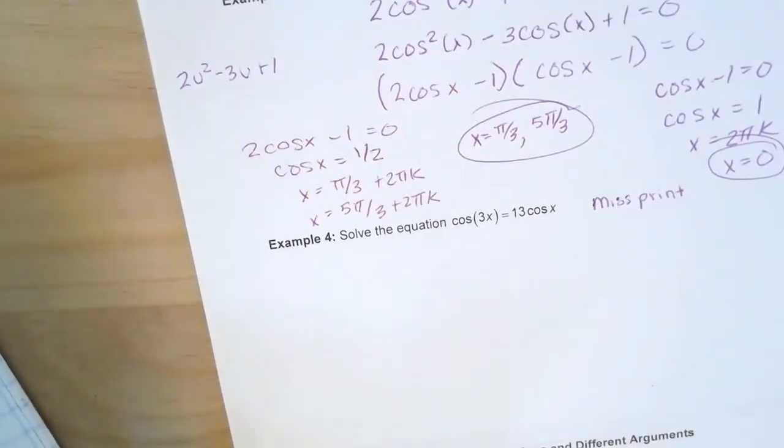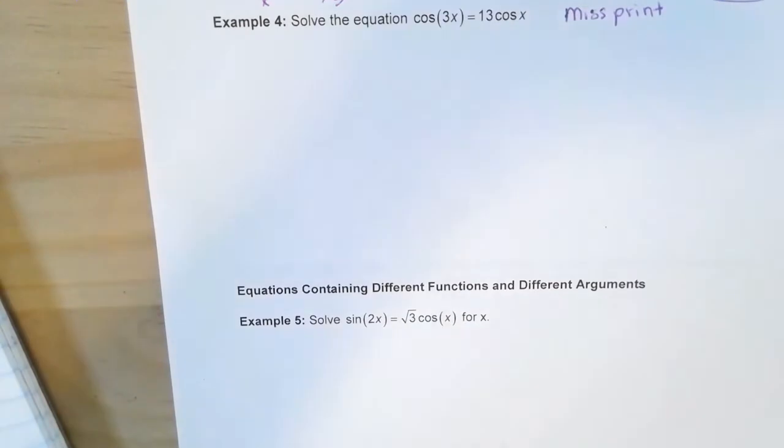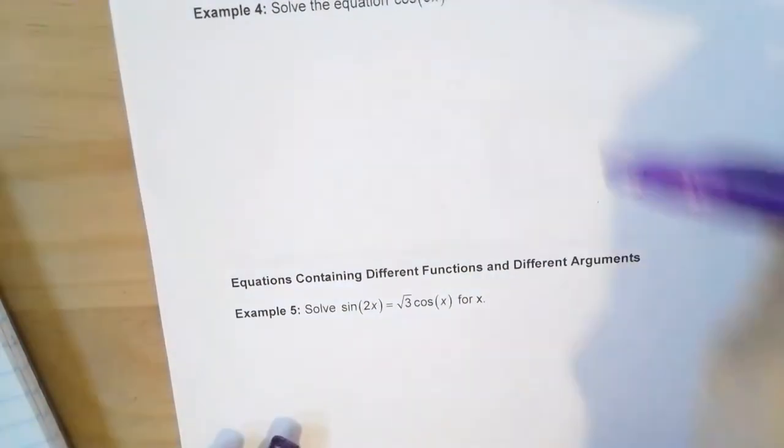Example 4, there was a misprint, so we're just not going to do it. There's a lot of examples that we can deal with above. Example 5, though, we will do.